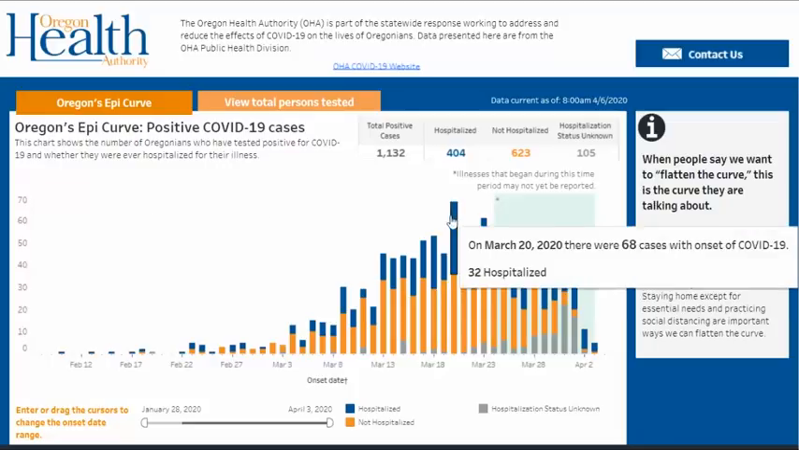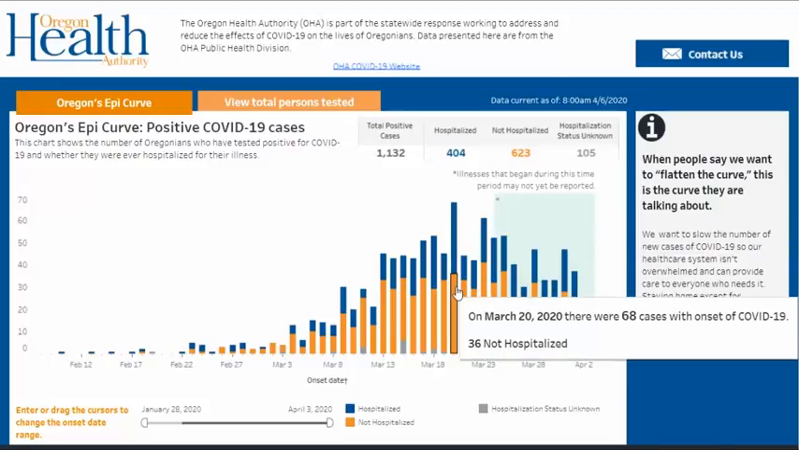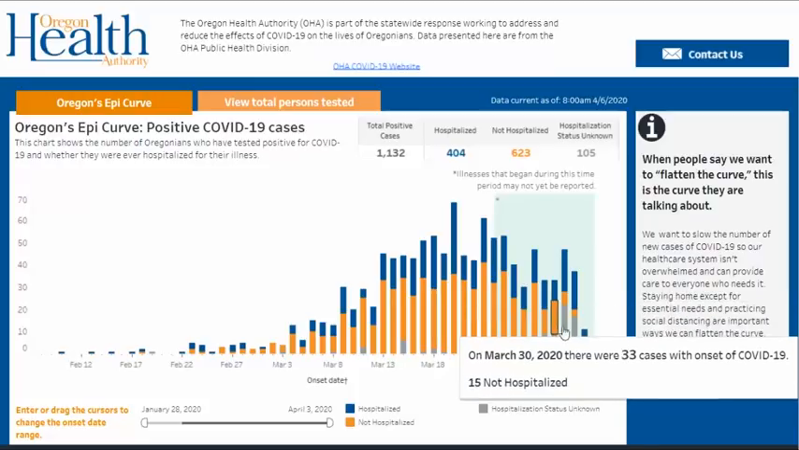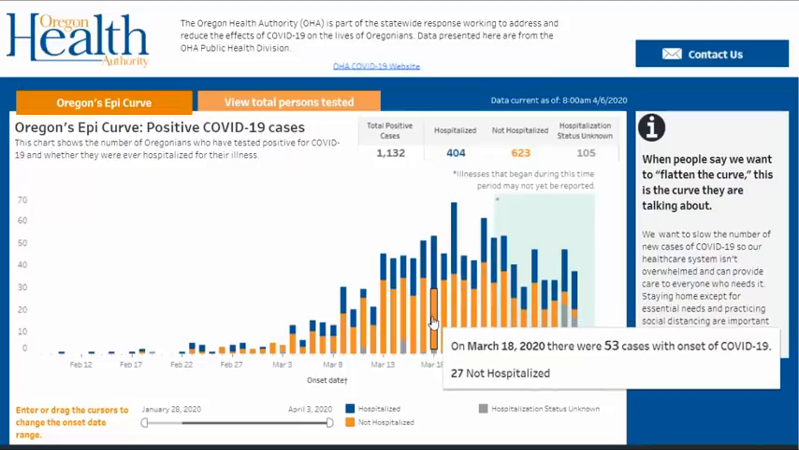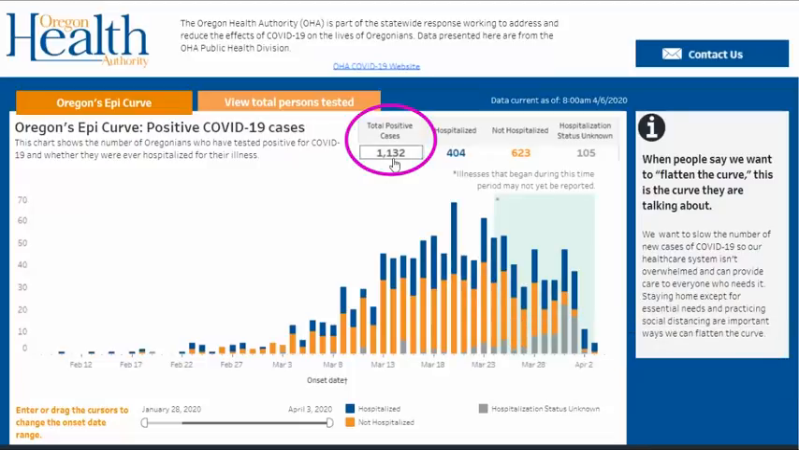The blue part of the bar shows people who have been hospitalized at some point in their illness. The orange part of the bar shows people who have not been hospitalized. Sometimes we don't have that information, and that is represented in the gray part of the bar. You can hover your mouse over a bar to see details, including the number of new cases each day. The total number of positive cases is listed at the top of the graph.